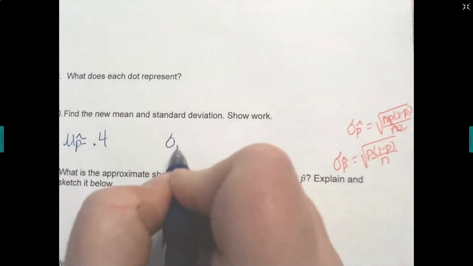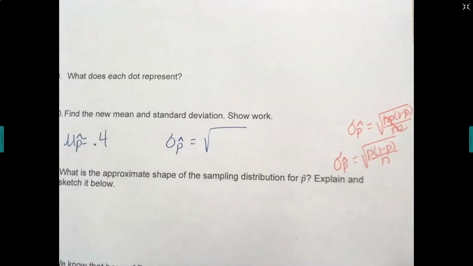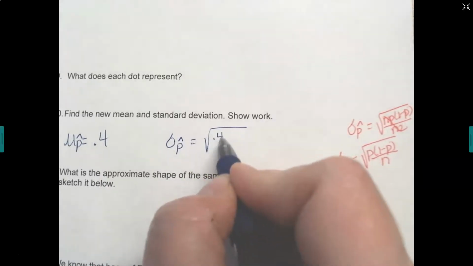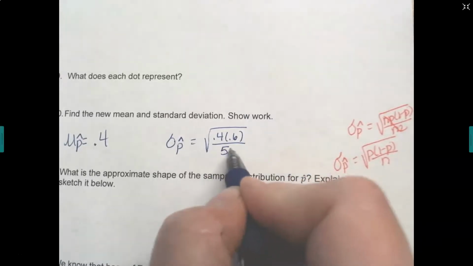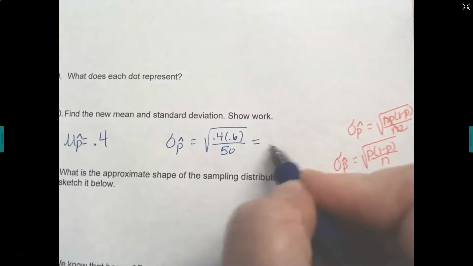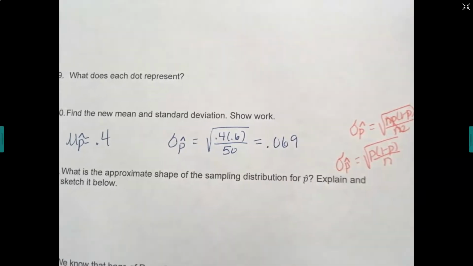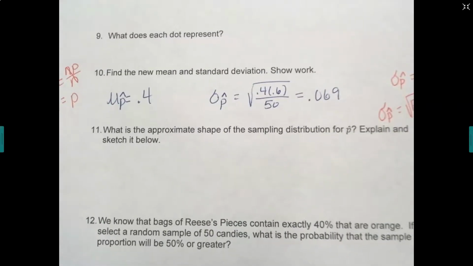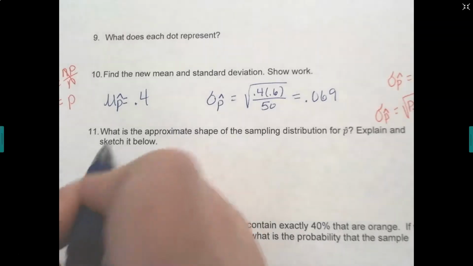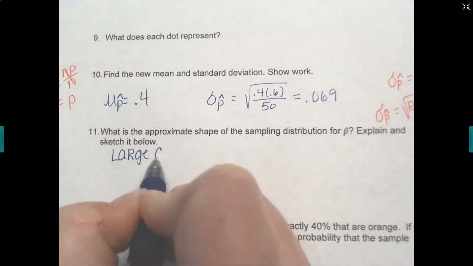We've got the standard deviation of p hat is going to equal the square root of our success times our failure divided by our sample size, and we should get 0.069. Okay, so now we have our mean and our standard deviation, and we want to approximate the shape. So when we want to approximate the shape, what we're really wanting to do is look at our large counts.